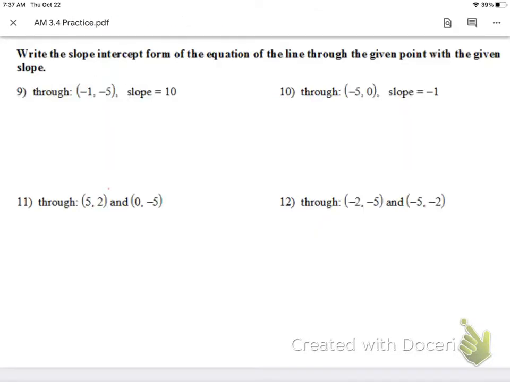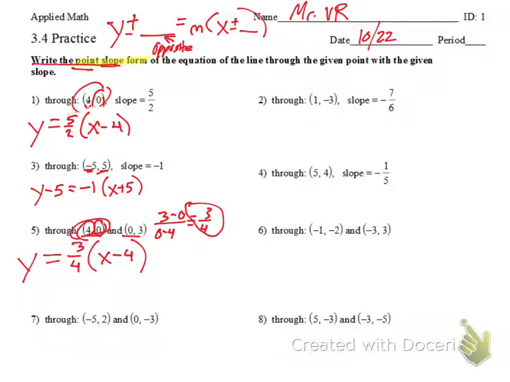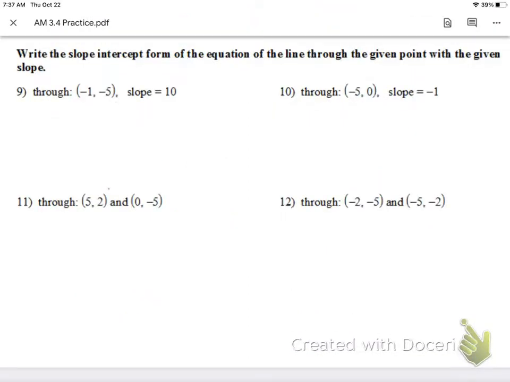That's all you have to do when it says write point slope form. If you have a point and you have a slope, you can write point slope form. And remember, in number 5, it's giving you 2 points, so that allows you to find the slope, and then you can use one of those points. You could also use this second point if you want to. That's up to you. You'd still have a correct answer.